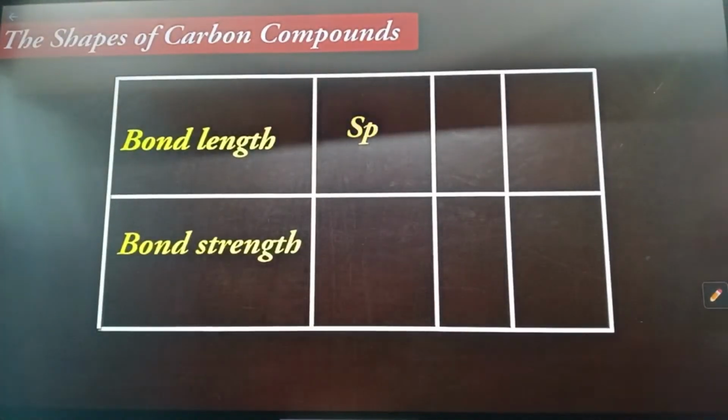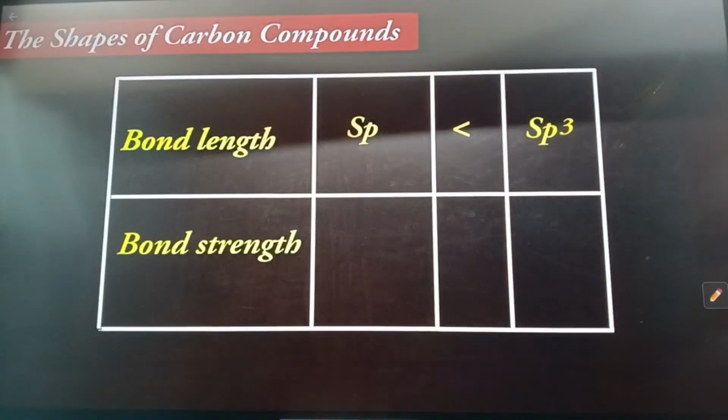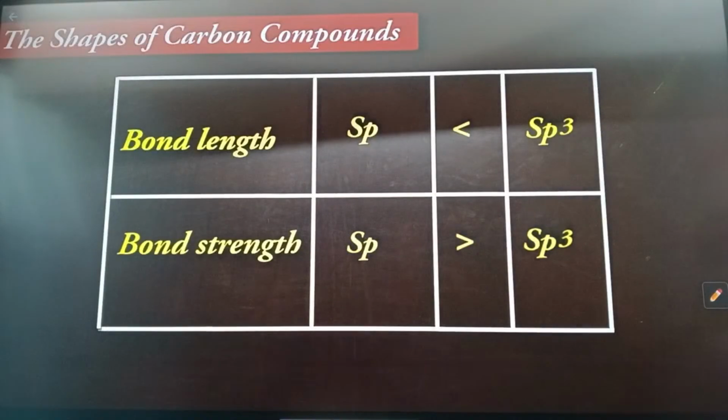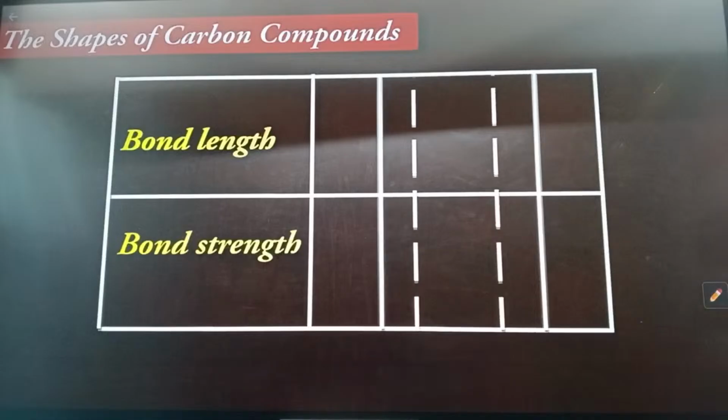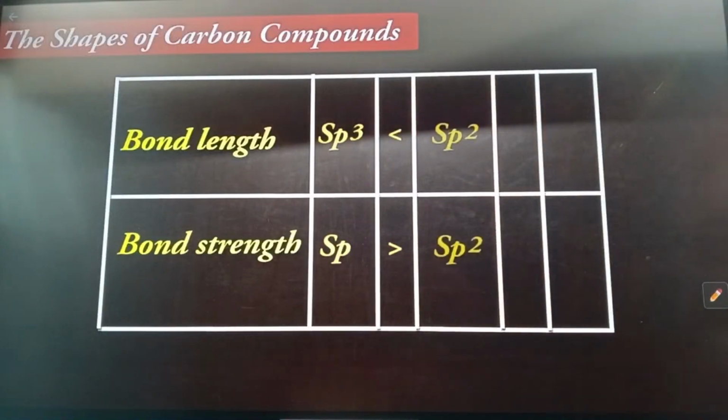The sp hybrid orbital contains more s character and hence it is closer to its nucleus and forms shorter and stronger bonds than the sp3 hybrid orbital. The sp2 hybrid orbital is intermediate in s character between sp and sp3, and hence the length and enthalpy of the bonds it forms are also intermediate between them.